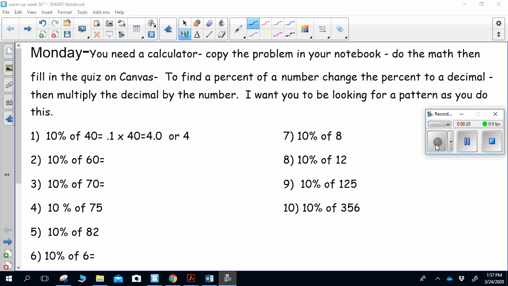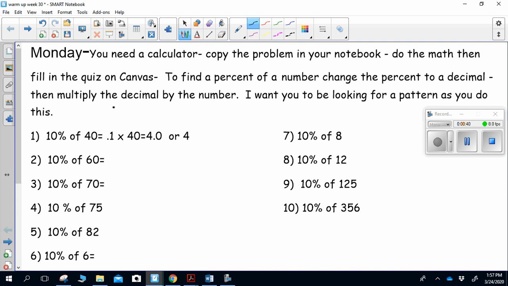So the first one says 10% of 40. So 10% as a decimal is 0.1 times 40, because it says change to a decimal and then multiply by the decimal. So 40 times 1/10 is 40.0, or 4.0, which is 4.